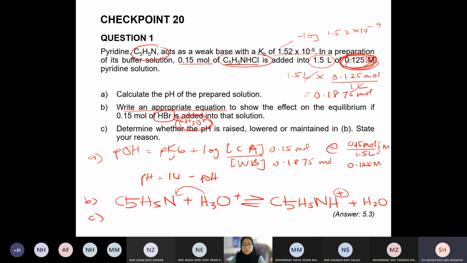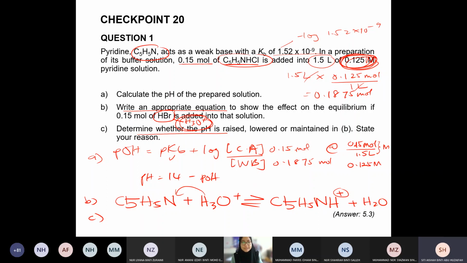Determine whether the pH is raised, lowered or maintained in B. State your reason. Okay, jawapan pertama. Dia ada dua soalan: Determine whether the pH is raised, lowered or maintained. Okay guys, what's your answer? Will the pH be lowered, raised ataupun maintained? Apa your answer? Okay, come on guys. Cepat. Kita nak habiskan. Saya nak tutup nak wrap lah ni.